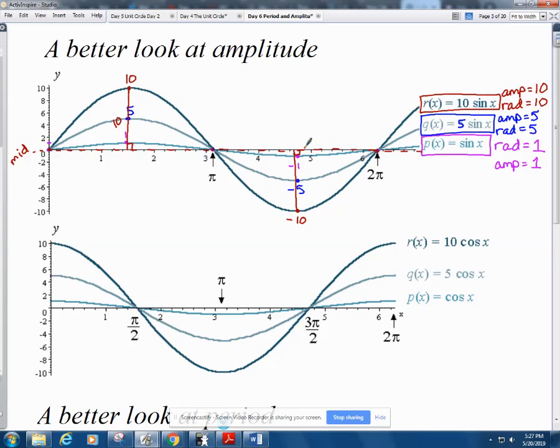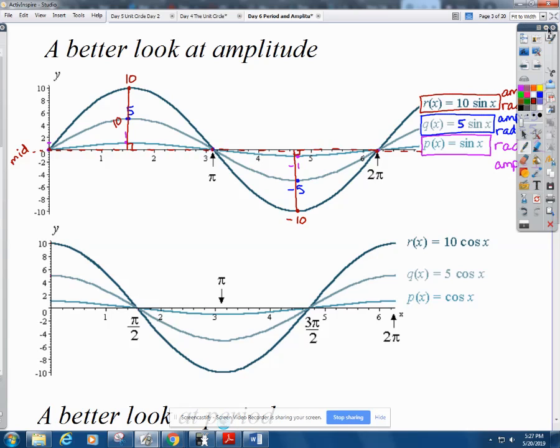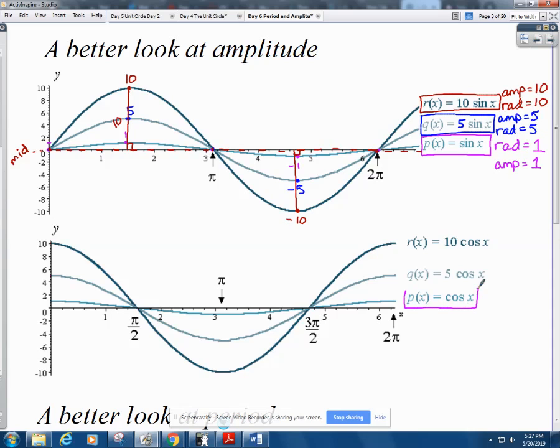All right, what about with cosine? So same thing. We start with the parent function. The amplitude here would equal 1. The big difference here is that our graph now starts at 1. These all started at 0. So we go 1, 0, -1, 0, and then back to 1.